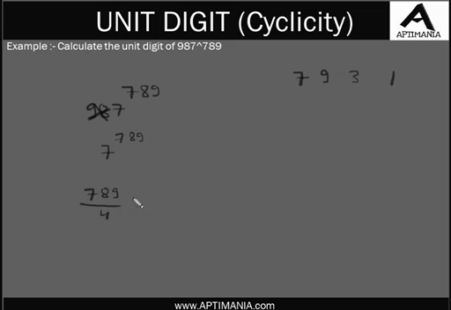So when we divide 789 by 4, the remainder would be 1. So the answer to this question would be 7 raised to power 1, that is 7. So the unit digit of this number would be 7.